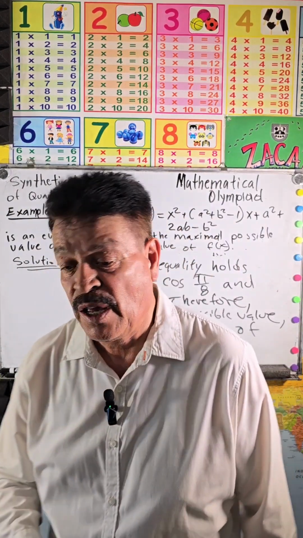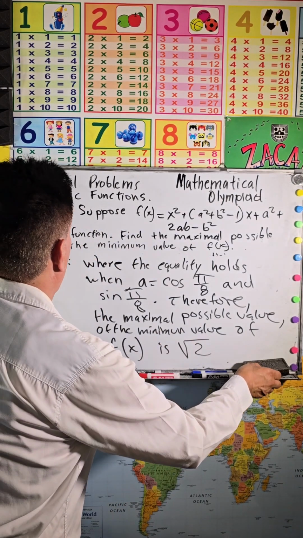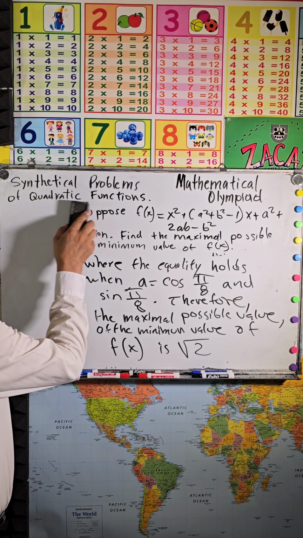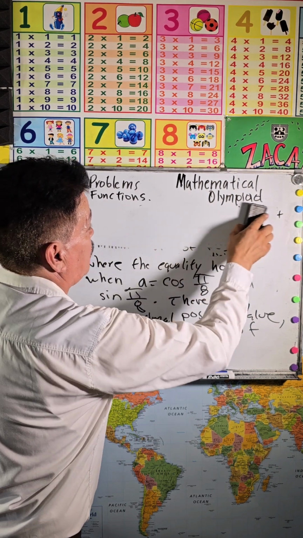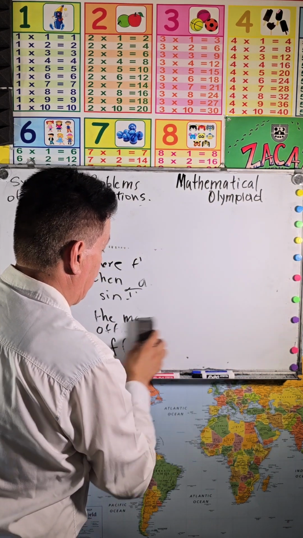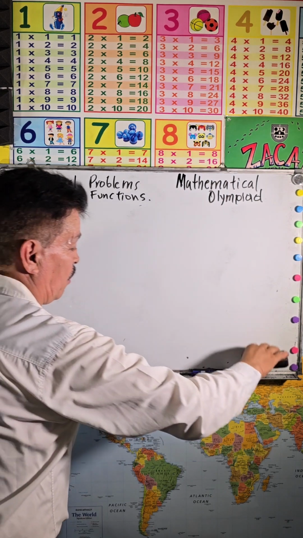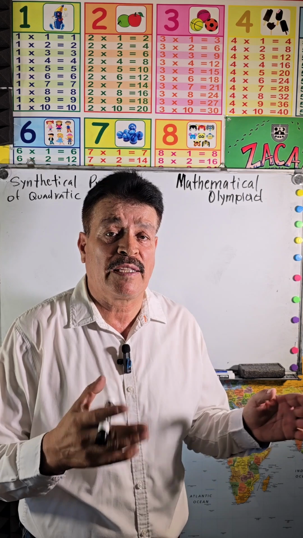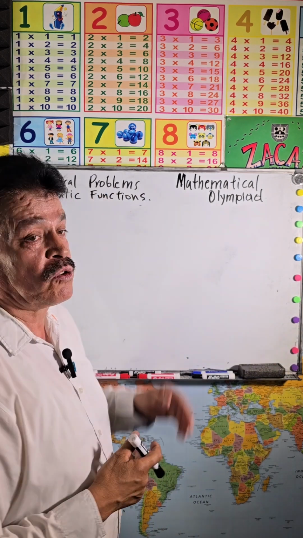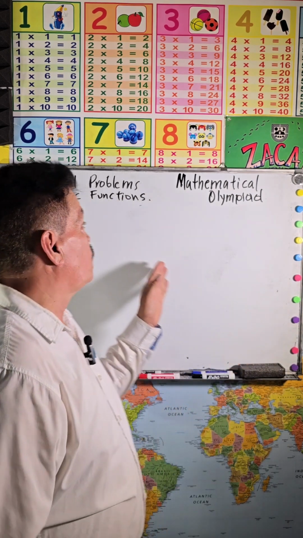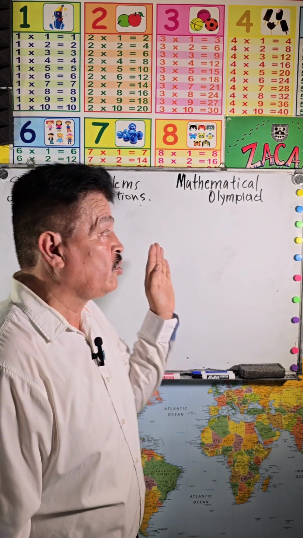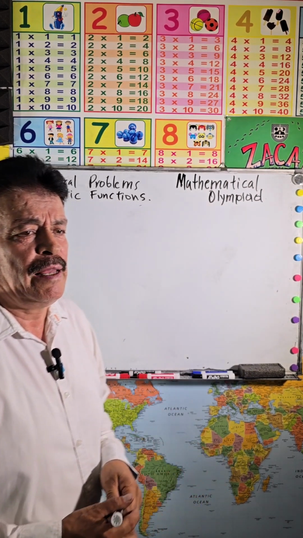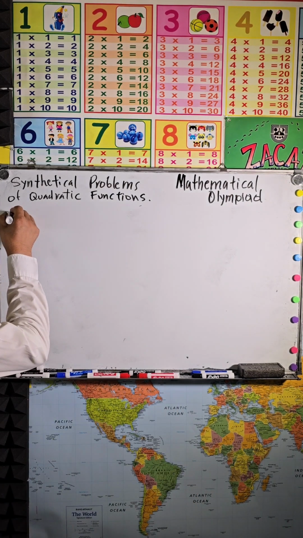Okay, let me show you another example. Let's find the solution of another problem. I will solve three problems on Math Olympiad. Remember, this kind of problem is a little complex. We need to pay attention and be very smart to find the best way to find the solution. Today, this problem belongs to the synthetical problems of quadratic function. Let me write example number 2.